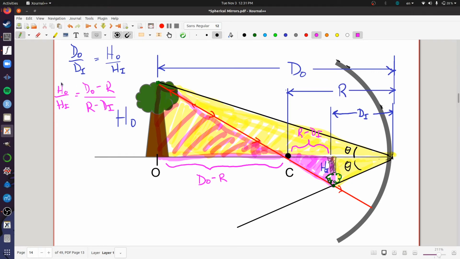So now we have two equations that are both relating to ho over hi. I know if do over di equals ho over hi, and this expression on the right equals ho over hi, if two things are equal to the same thing, they must be equal to each other. So we can eliminate all our h's here and get something a little bit simpler. That tells me that do over di is equal to do minus r over r minus di.